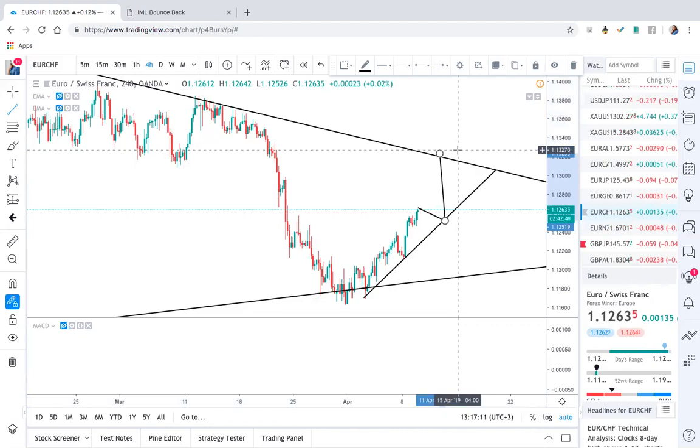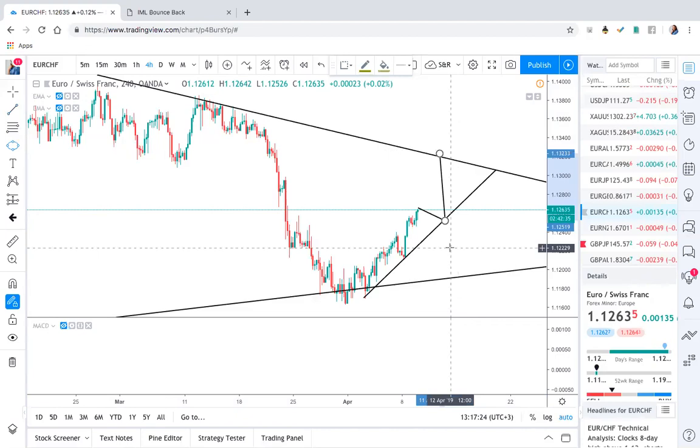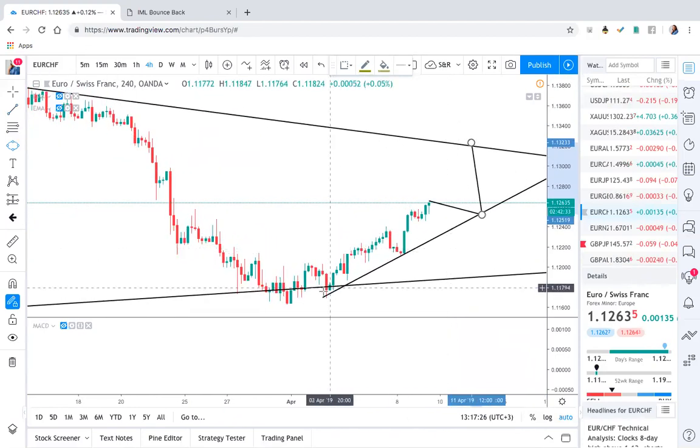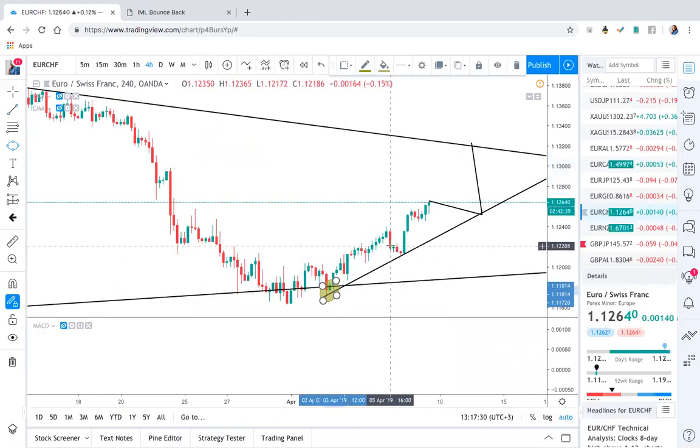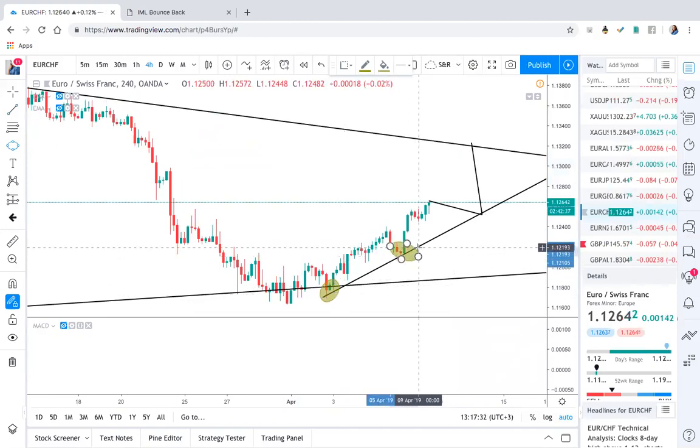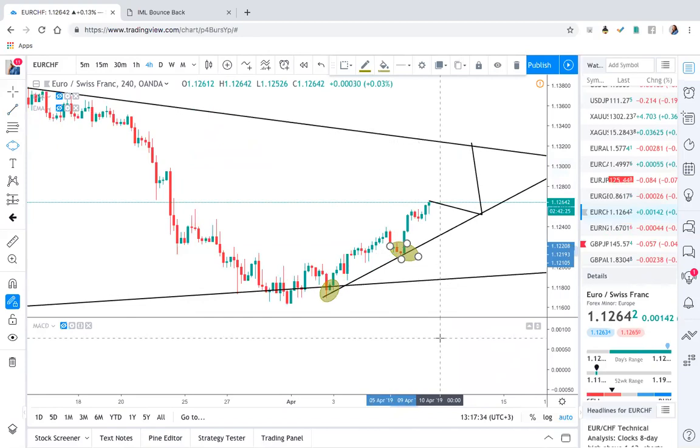So I'll repeat that again. You need 2 touches to activate a trend line, right? So in this case, you can see here that I have 1 touch here and I have another touch here. So you need 2 touches to activate a trend line, 3 touches to confirm the trend line, and on the 4th or 5th touch, look for it to break.